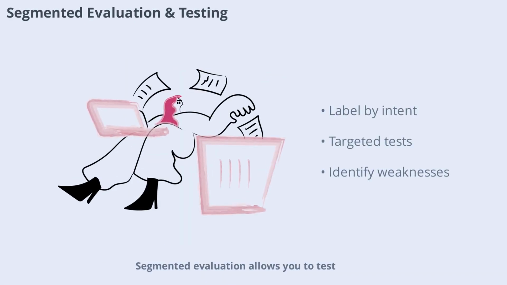Segmented evaluation allows you to test LLM performance across different user intents, complexities, or domains. Label your dataset with relevant metadata and run targeted tests. This approach helps you identify strengths and weaknesses, guiding focused improvements for each segment.